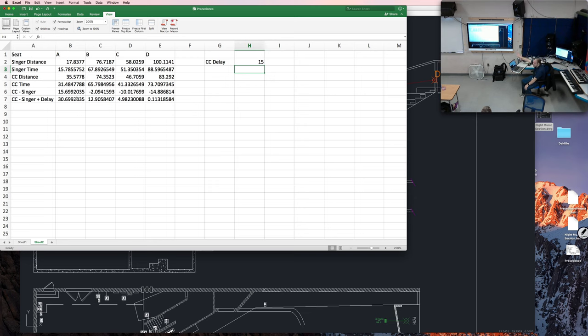This will be just barely working, where they're coming just barely first at the back row balcony. Not even a millisecond, which is not ideal. In reality, I may want to even push this to 17 and just hope that there's enough of a difference in level at the front row to not hear that echo.